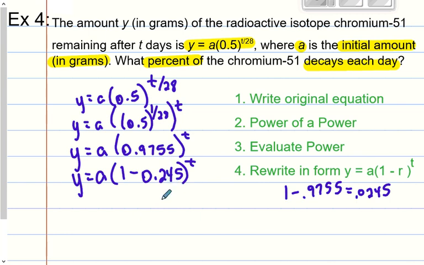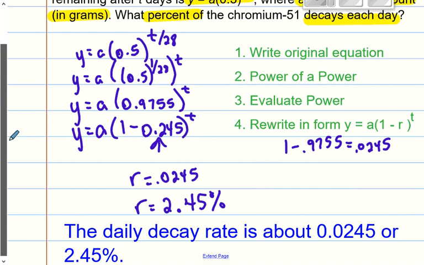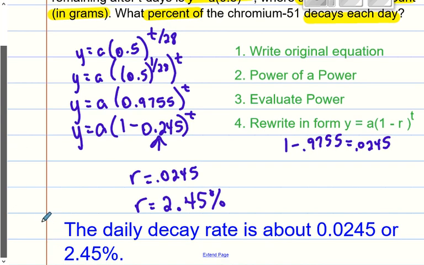It's asking you for the rate, real quick. That is your rate. So if your rate is 0.0245, write that as a percentage. Your rate is 2.45%. Write that part down right there. The daily decay rate is about this, or 2.45%. All right, here's our daily decay rate, about 0.0245 or 2.45%.